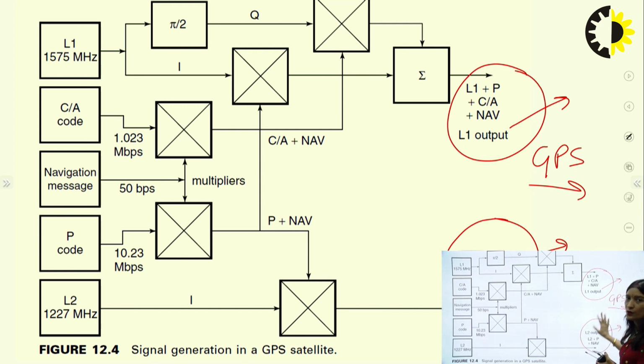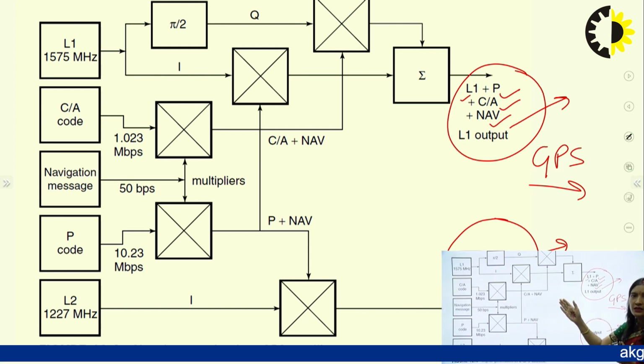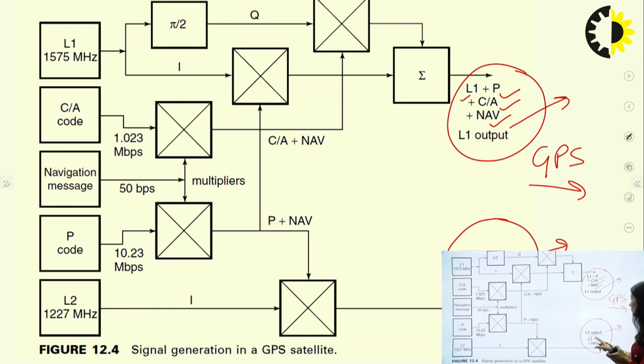So you can see the output. First we will see what we desire. In the L1 signal, we want the L1 carrier plus P code plus C/A code plus navigation, so it's a complete package. Navigation information means the position of the satellite, the current, live position of the satellite. In L2, we have the L2 signal, the P code and the navigation. This is for military or defense applications, and the L1 output is for civilian applications.